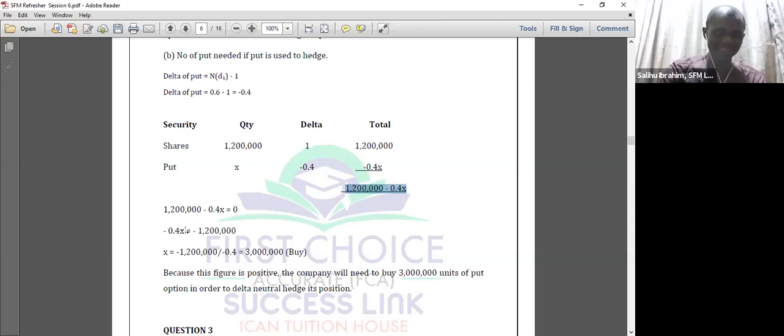So I equate it to 0 as usual. Then I make x the subject. I have x is equal to... this one is having minus, this one is also having minus, so minus over minus will change to plus. 1,200,000 divided by 0.4 will give me 3 million. And the figure is positive, right? So the investor should buy because the figure is positive. So I will say, because this figure is positive, the investor will need to buy 3 million units of put option in order to hedge its position.